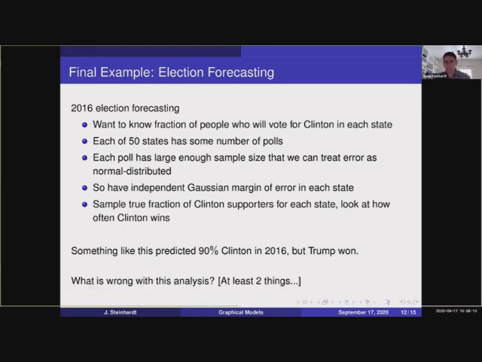Of course, 10% probability events can happen, but I think 90% was objectively too high of a probability for Clinton winning at that point. So there are a few things wrong with this analysis, at least two things. Can people think of ways in which this model is too simplistic, in a way that would make it overconfident?